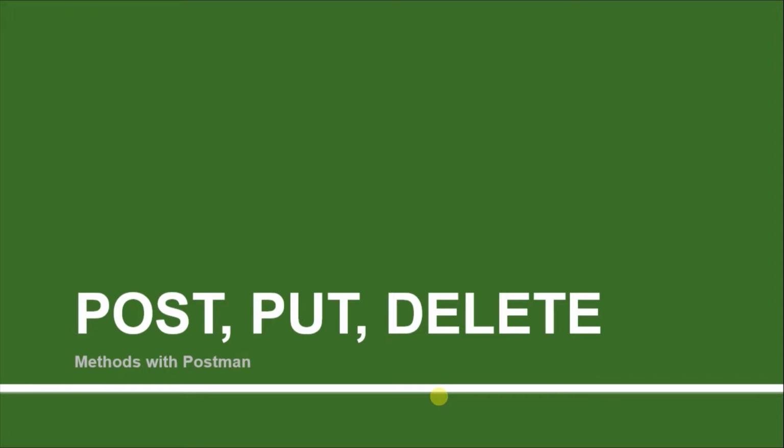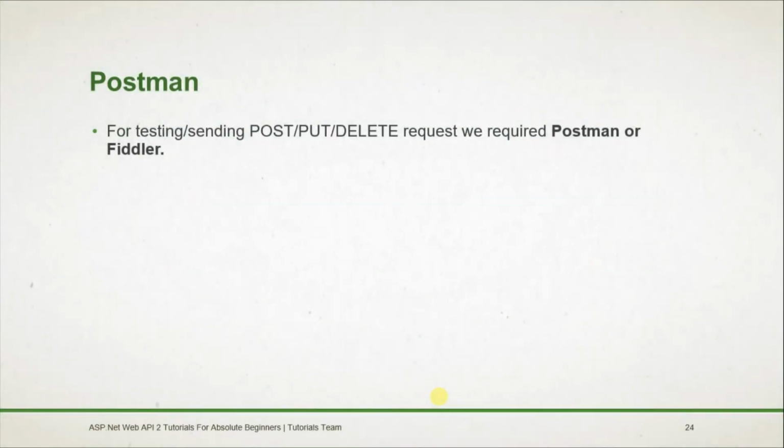From the browser's address bar, we can send the HTTP GET request only. For sending post, put, and delete requests, we need to use third-party tools such as Postman and Fiddler. Throughout this series, I am going to use the Postman plugin for sending post, put, and delete requests. Postman is an extension in Google Chrome.